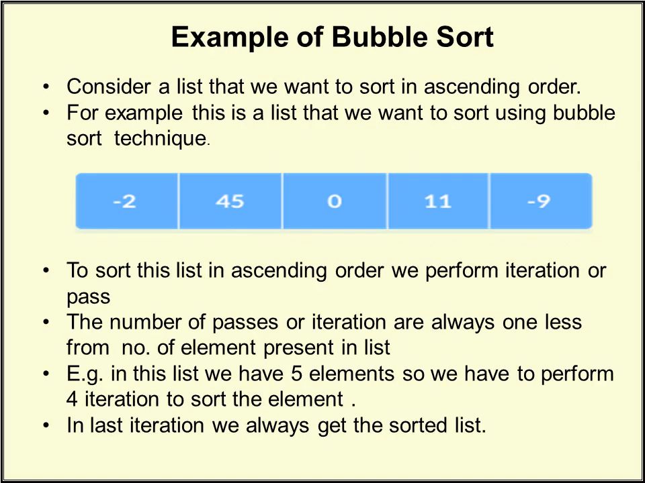Consider a list that we want to sort in ascending order. For example, this is a list that we want to sort using bubble sort technique. -2, 45, 0, 11 and -9 are the elements of an unsorted list. To sort this list in ascending order, we perform the iterations or number of passes. The number of passes or iterations always depends upon the number of elements present in a list. For example, in this list we have total 5 elements, so we have to perform 4 iterations to sort this list in ascending order. In the last iteration, we always get the sorted list.